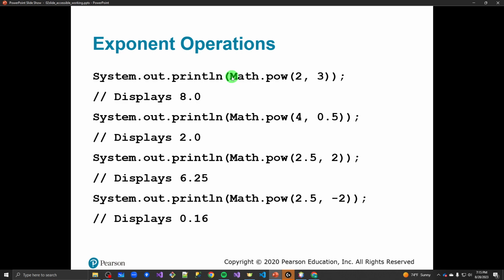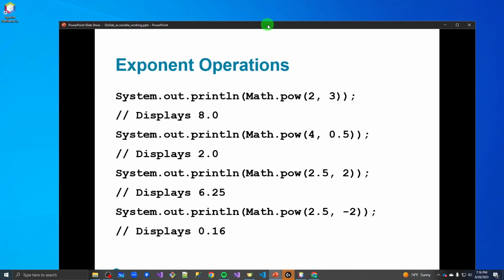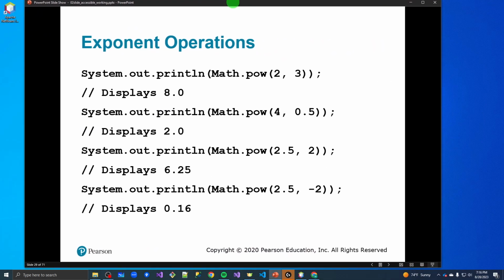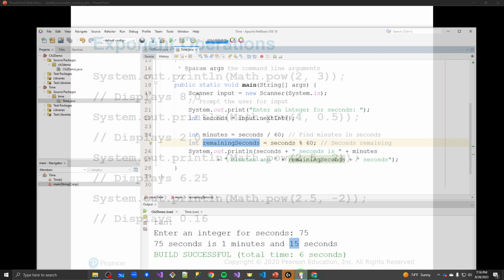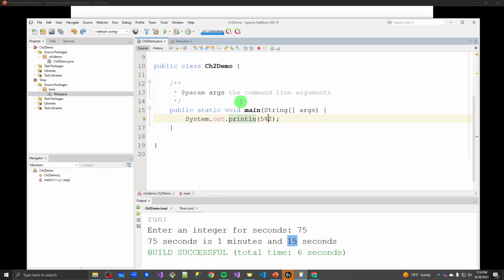All right, exponent operations, Math.pow. How do we raise something to an exponent? So let me just come over here and do that. Let's go back to our little demo, and we're going to print. Notice there's a capital M on Math.pow. Pow is short for power. Whatever we put in here, it takes 2 arguments. So that pow is a method because it has parentheses. And I'm going to put 2 comma 3, which means take 2 and raise it to the 3rd power. So 2 times 2 times 2.